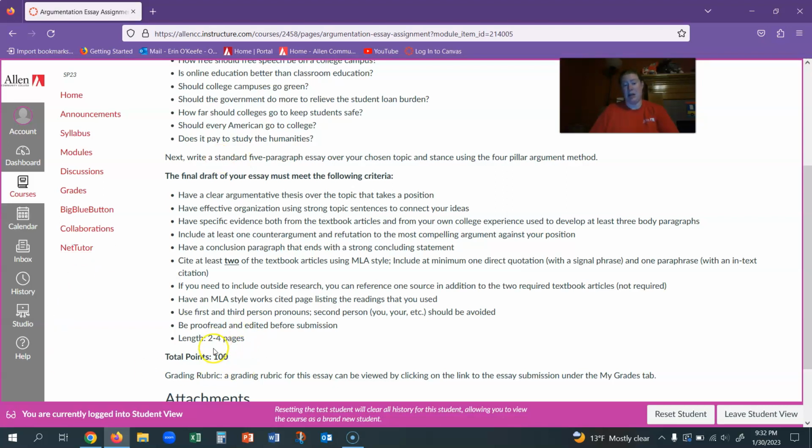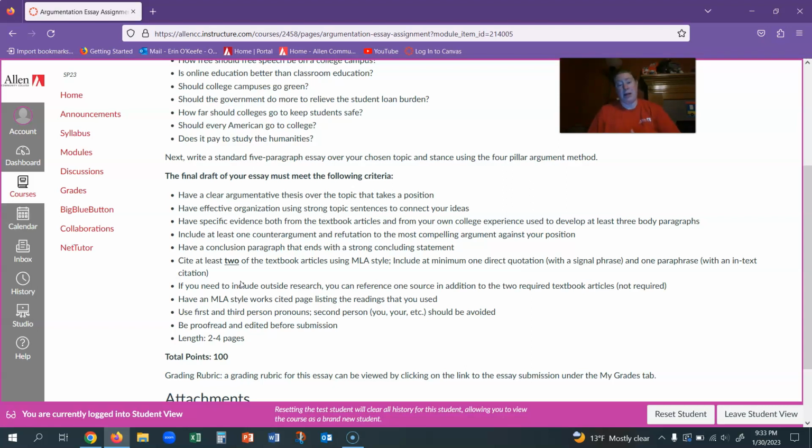You'll notice the length, 2 to 4 pages, is only a little bit longer than the previous essay. It's intended to be a short argument. As far as sources are concerned, you're going to use 2 out of the textbook. So 2 textbook articles, which means that your topic needs to be one that has a supporting article, preferably 2 that are pretty obviously supporting your ideas.